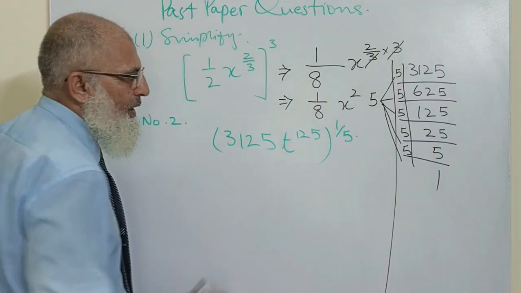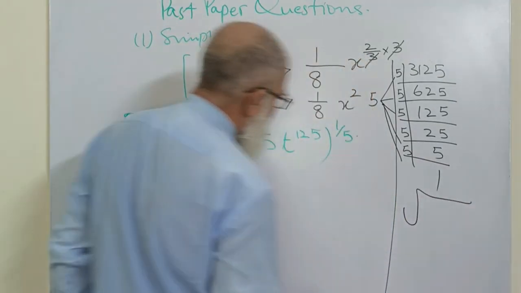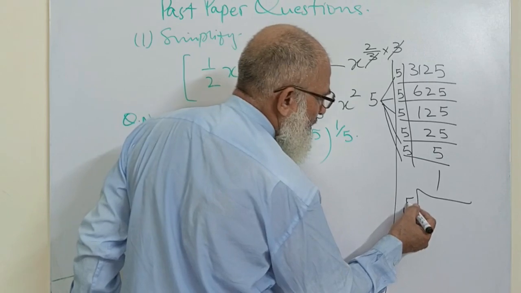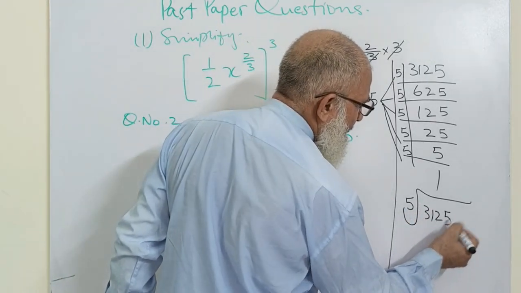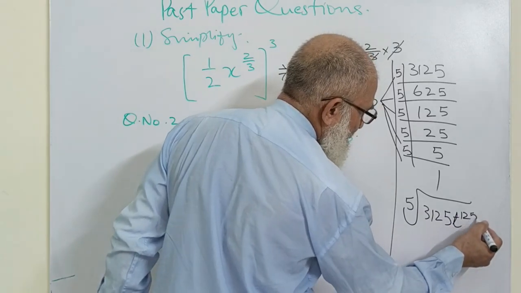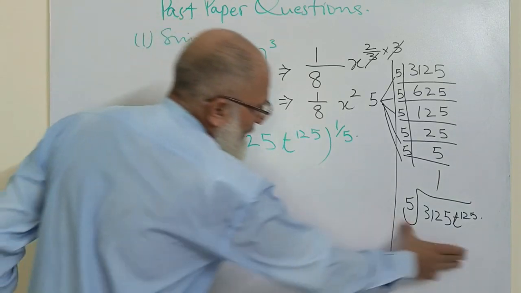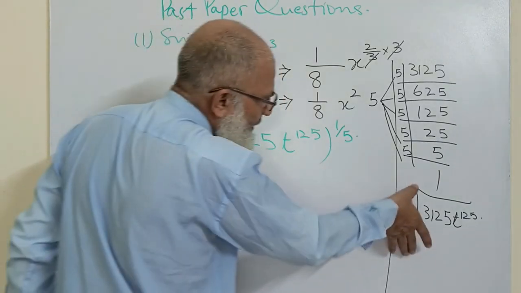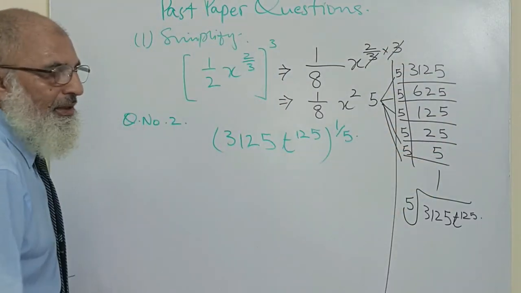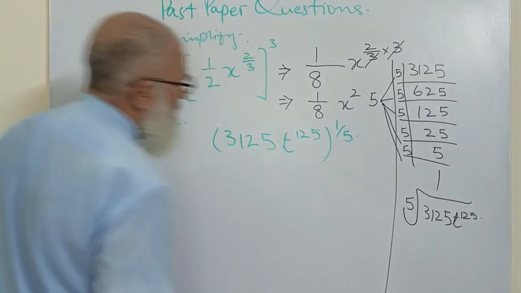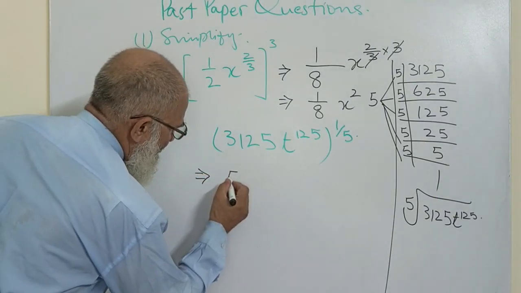Because it is 1 by 5, and what does it mean? It means that it is the fifth root of whatsoever it is written here, T125. So this whole thing is equal to this, and when you have to find the fifth root, you will just factorize the digit whatsoever it is given to you. So it will become 5.